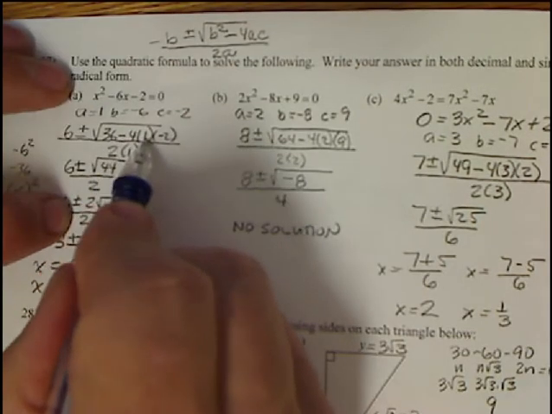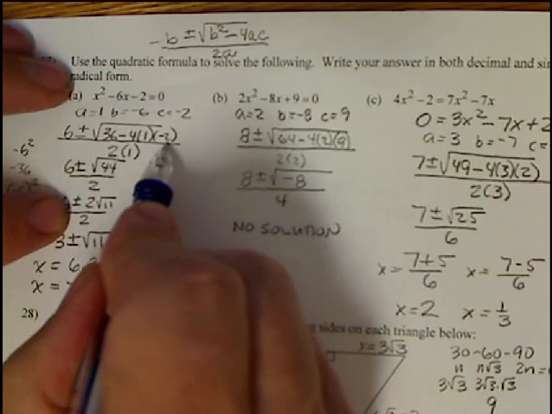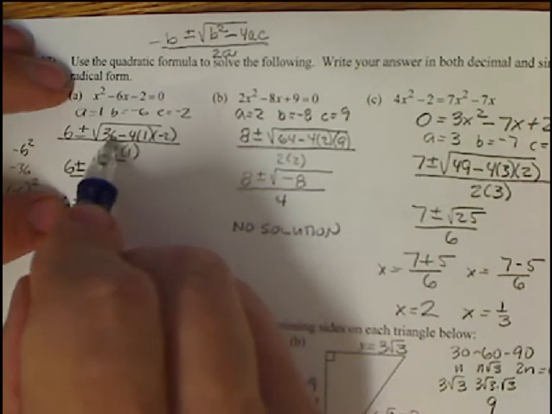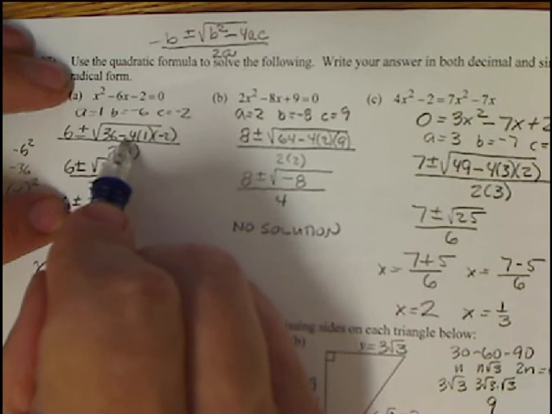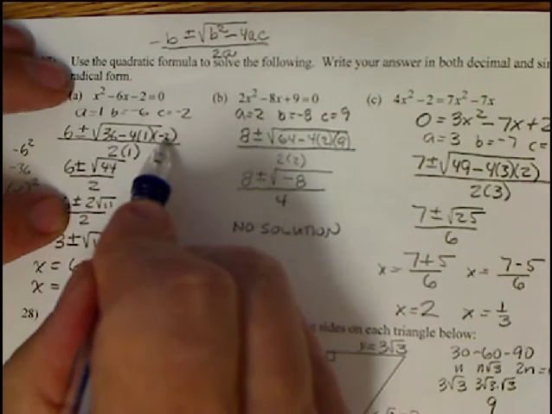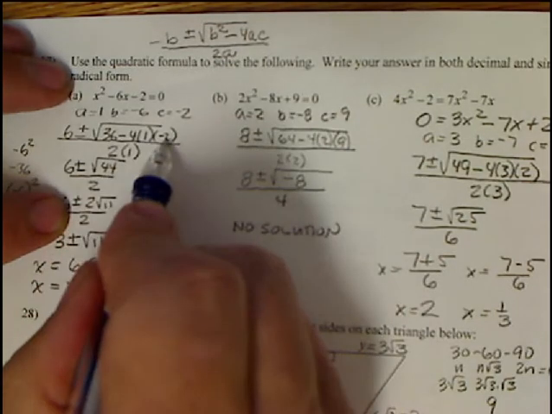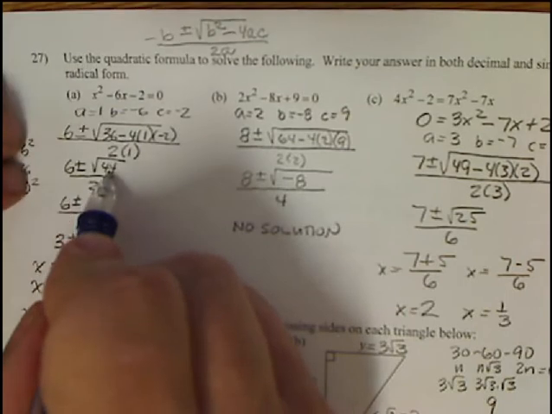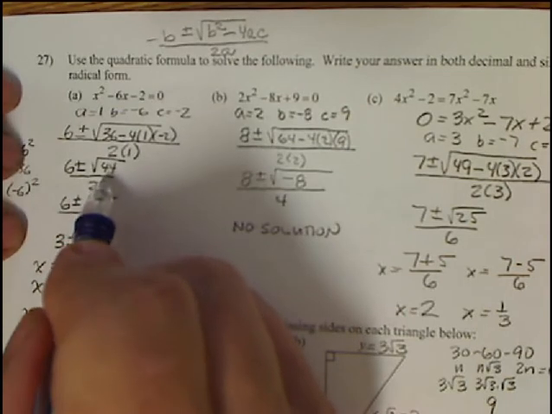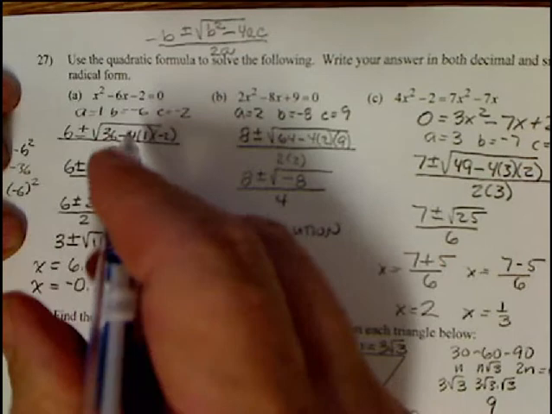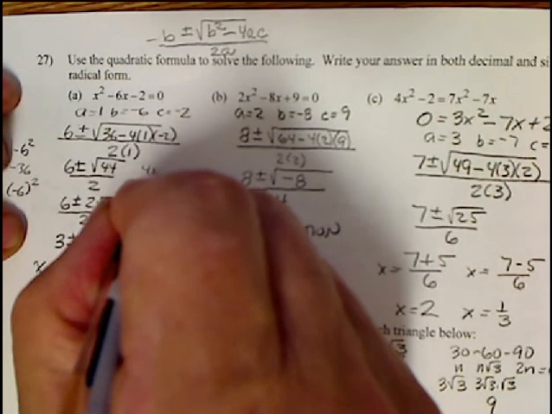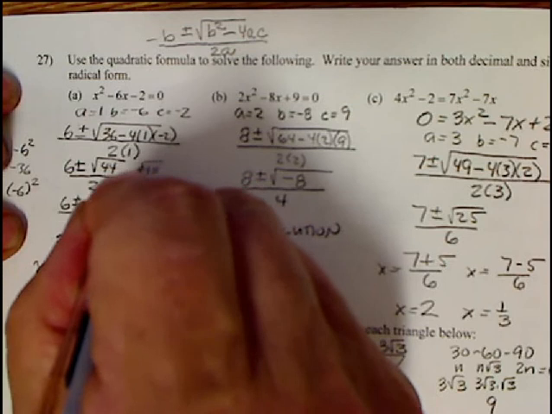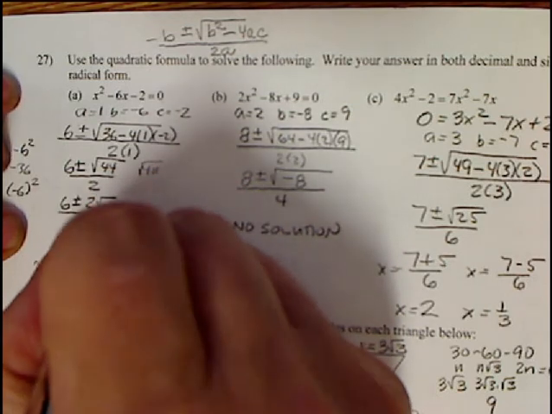Minus 4, a was 1, c was negative 2, all over 2 times 1. So I get 36 minus 4 times 1 times negative 2. Negative 4 times negative 2 is positive 8, plus 36 is 44. 44 is 4 times 11. So the square root of 4 is 2, and the square root of 11.